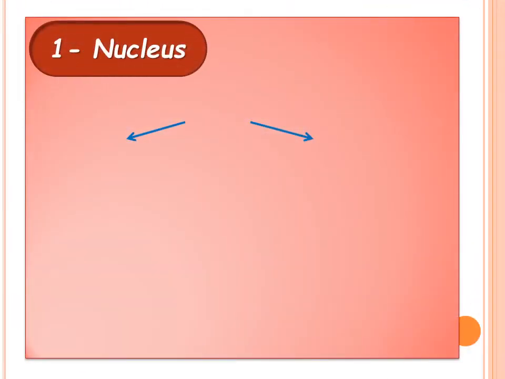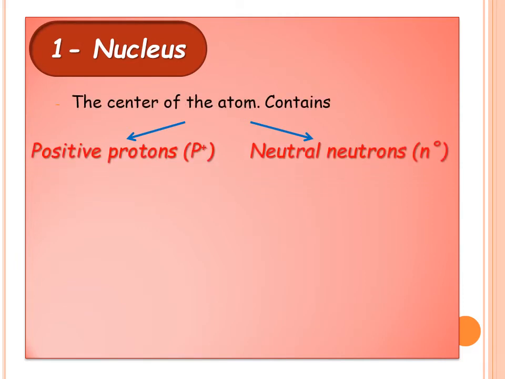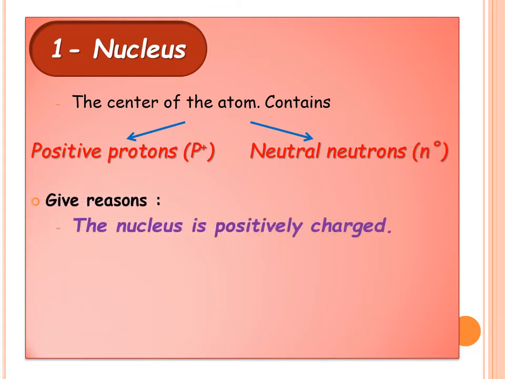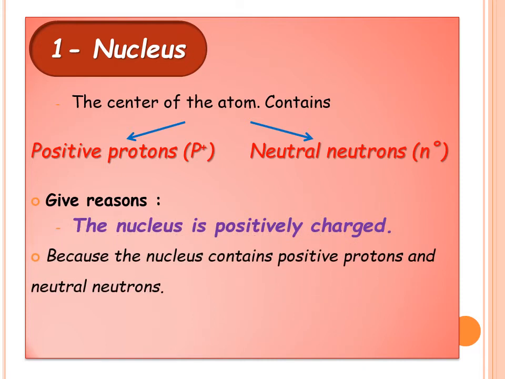Okay, let's talk first about the nucleus. The center of the atom contains positive protons and neutral neutrons. Give reasons: the nucleus is positively charged. Why is the nucleus positively charged? Because the nucleus contains positive protons and neutral neutrons. Neutral means uncharged or zero charge. So the total charge is positive charge.